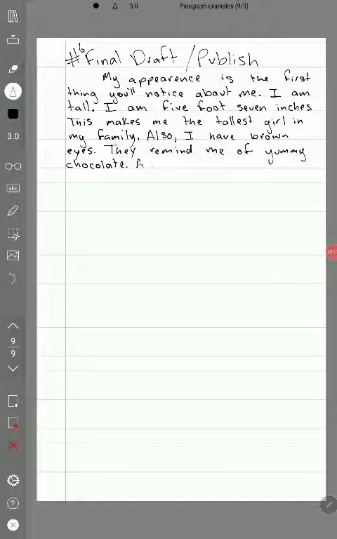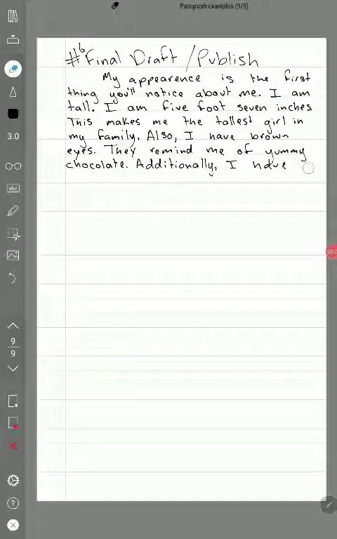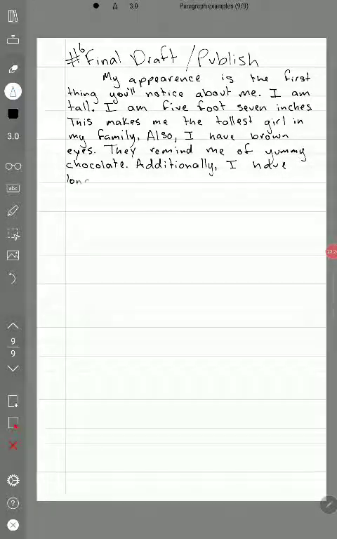Oh yeah. Make sure my comma looks right. Oh, that comma looks terrible. Since I'm writing a final draft, I want to make sure it looks nice. Additionally, I have long. Ooh. Final drafts have to be nice. Long hair. It is straight and brown.